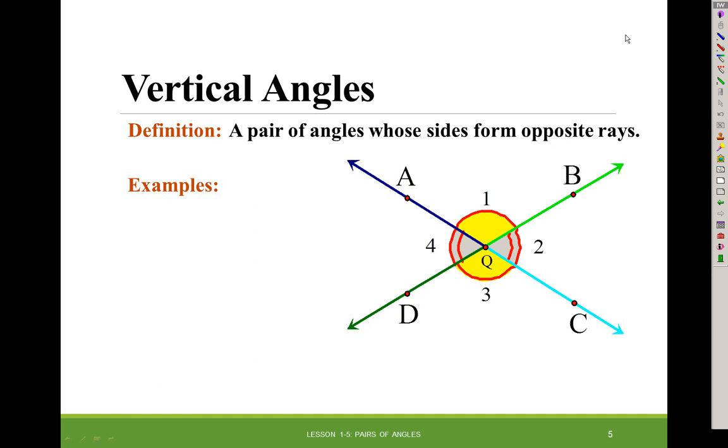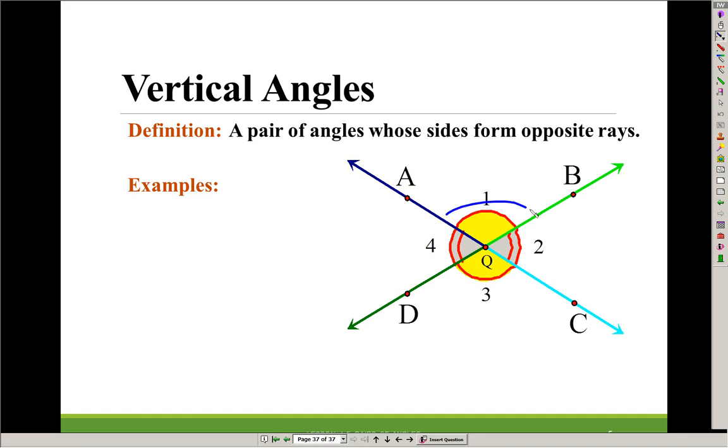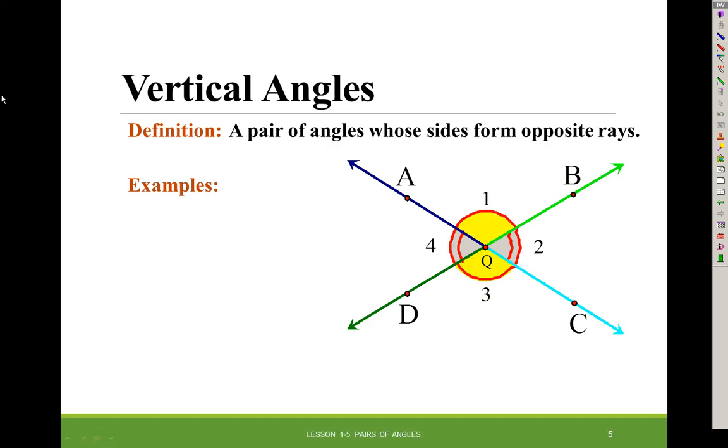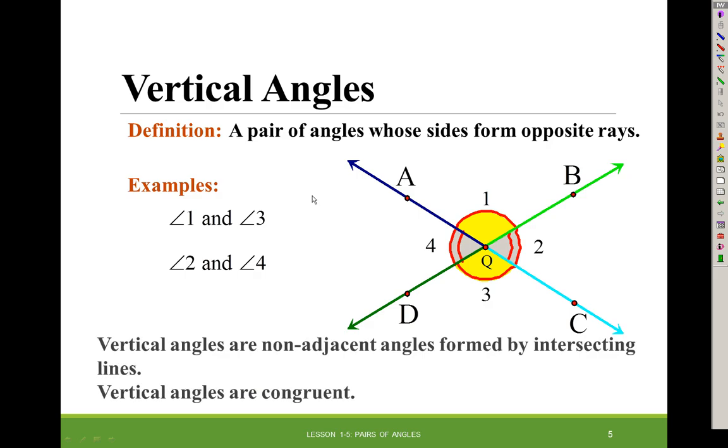And the top one and the bottom one as well. Angle 1 and angle 3, you might have to turn your head to see the bow tie, but those are also vertical angles. So angle 1 and angle 3 are a pair, and angle 2 and angle 4 make a pair. They are not adjacent. They're formed by intersecting lines, and they are congruent. Vertical angles are congruent, just like the sides of a bow tie are the same shape and same size.